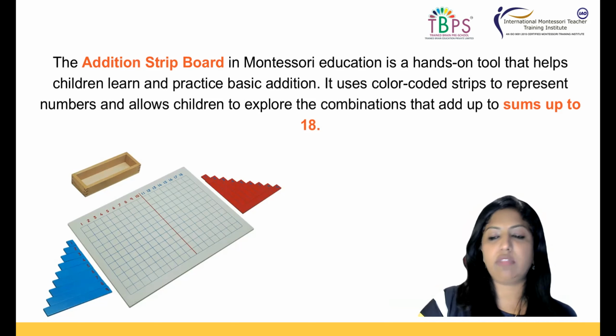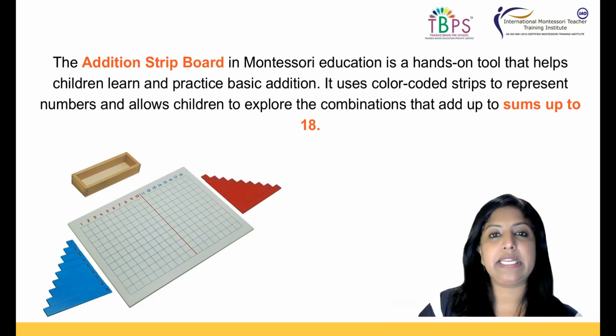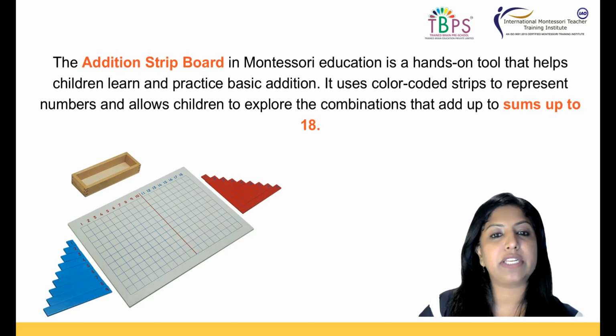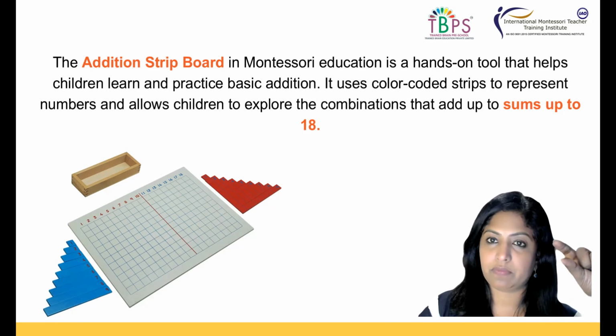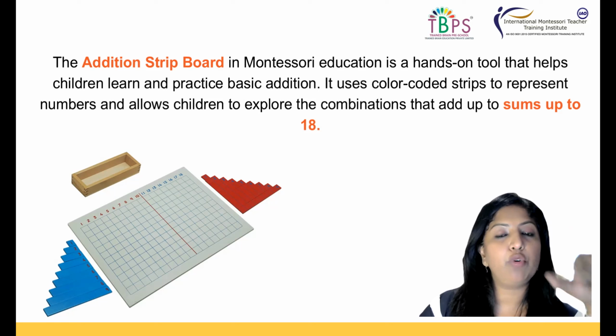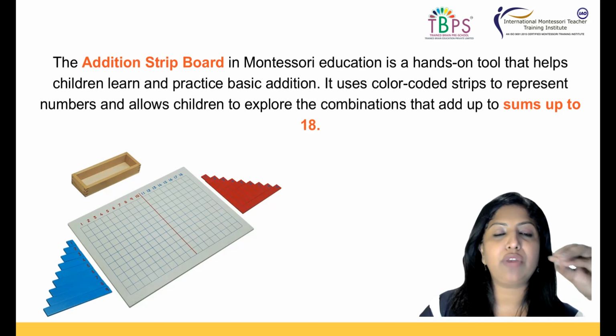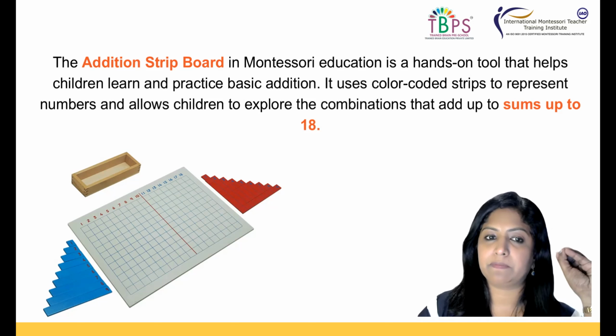Please note down, the next material is called an addition strip board. This is the material which comes with two combinations. Can you see in the picture that we have a board wherein we have numbers written from 1 to 18? That is your addition board. The strips in blue color and red color are your addition strips, on which numbers are written from 1 to 9. You will have 1 to 9 strips of blue color, and 1 to 9 strips of red color.